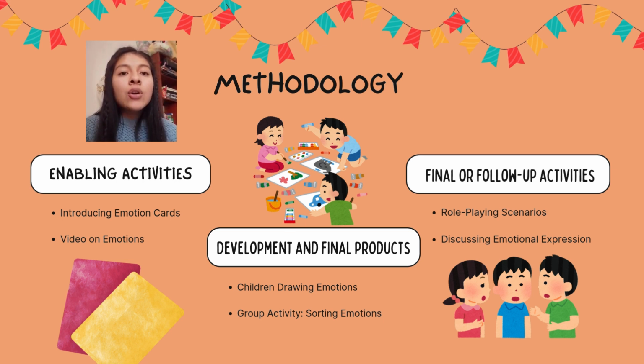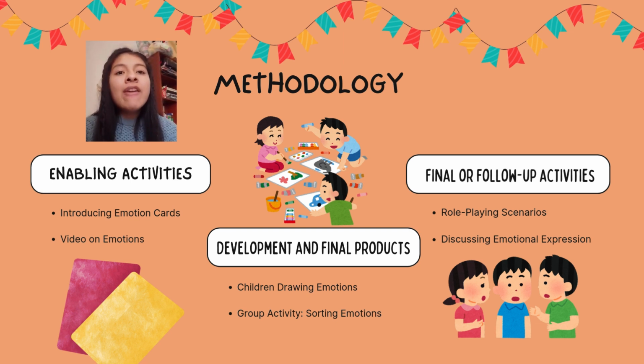In the section group activities, sorting emotions, in small groups, children sort picture cards showing various emotions like happy, sad, or angry, turning emotion recognition into a collaborative game. Encourage them to explain their reasons, so as this face looks angry because the eyebrows scrunched up. Fostering teamwork, observation skills, and emotional understanding.